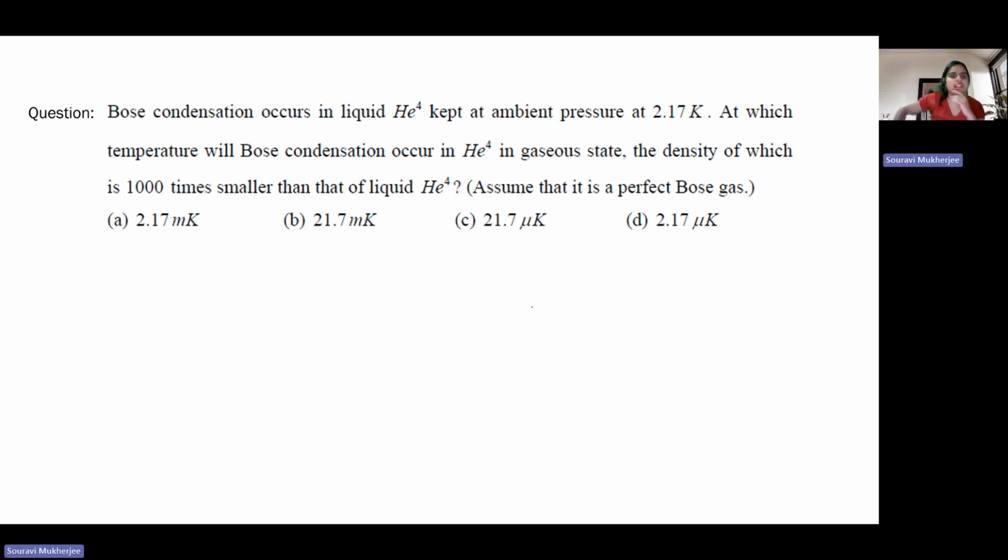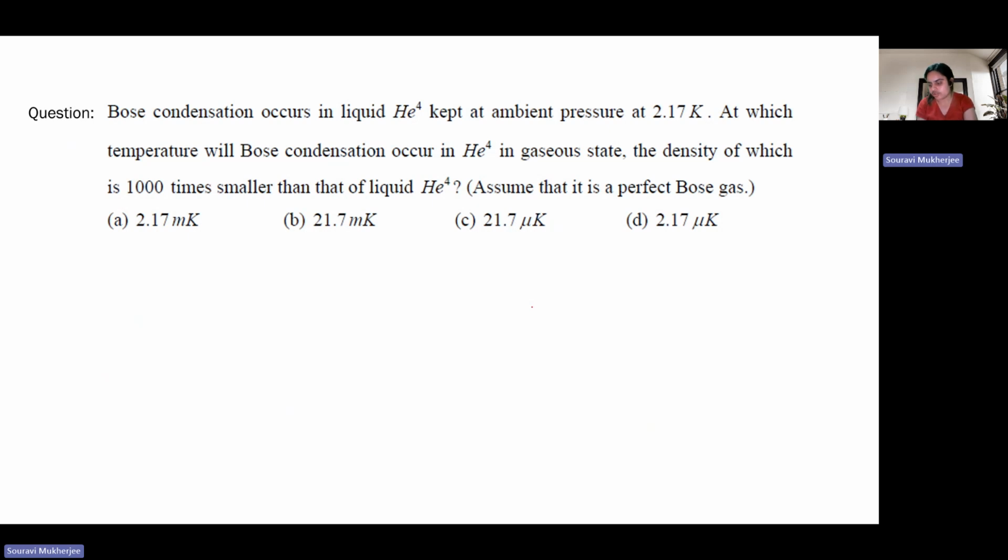So here it says that Bose condensation occurs in liquid helium-4 kept at ambient pressure of 2.17 Kelvin. At which temperature will Bose condensation occur in helium-4 in gaseous state, the density of which is 1,000 times smaller than that of liquid helium? Okay, so what is it telling you? It is telling you that liquid helium has a critical temperature given as 2.17 Kelvin. Now you're talking about helium in the gaseous state whose density is 1,000 times smaller. So in that case, what should be the critical temperature, right?